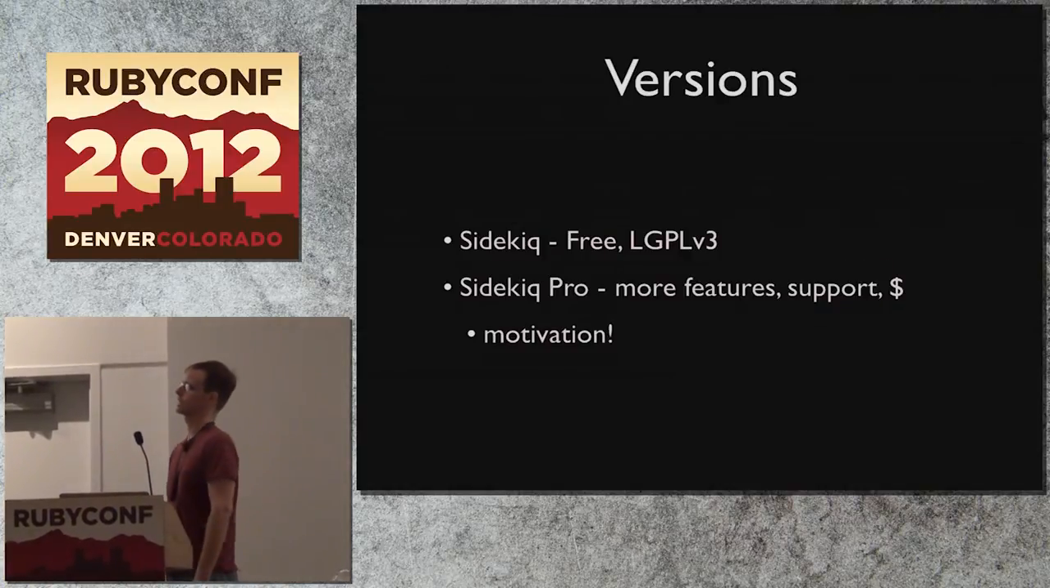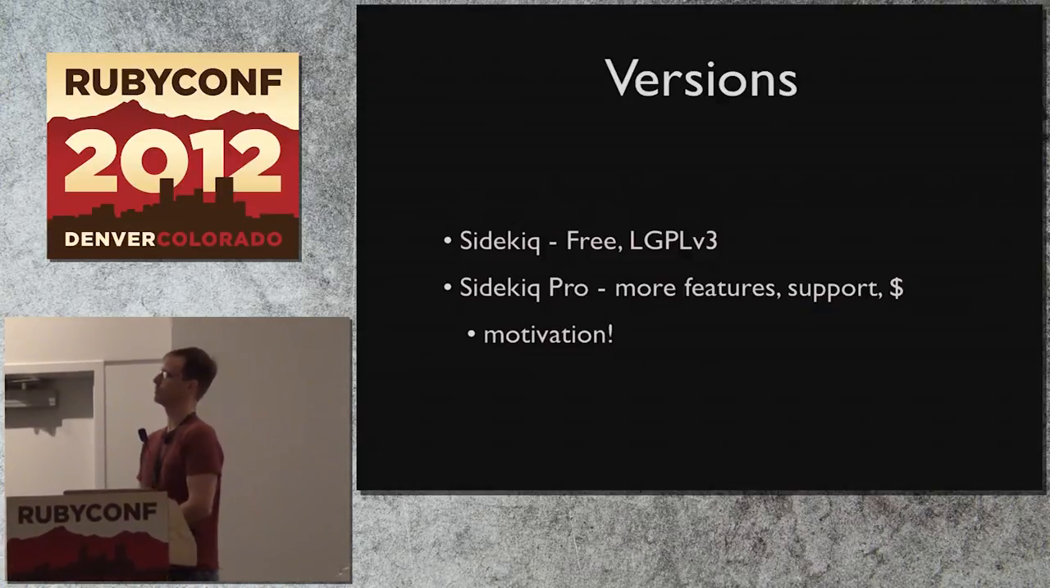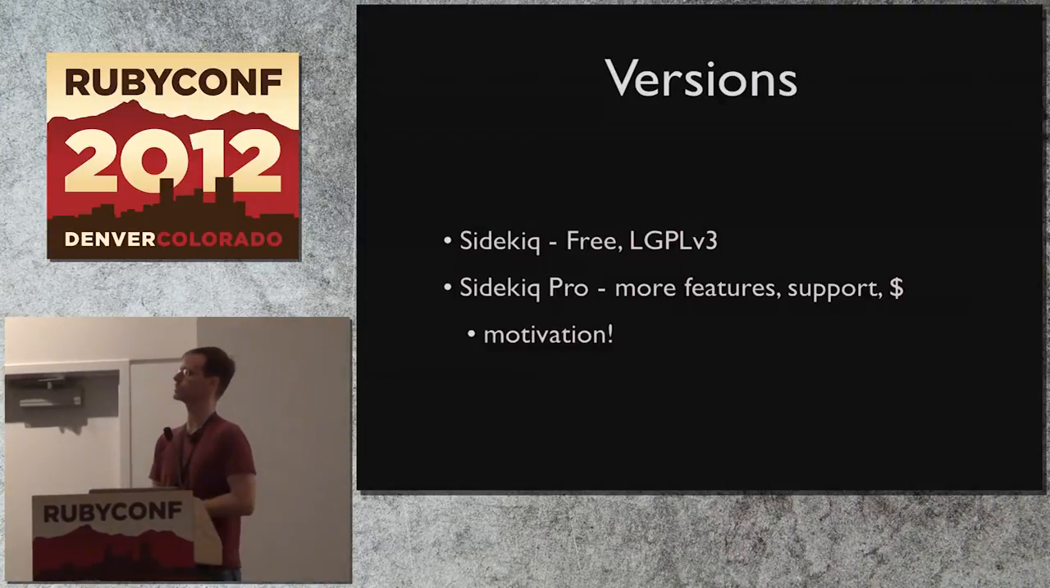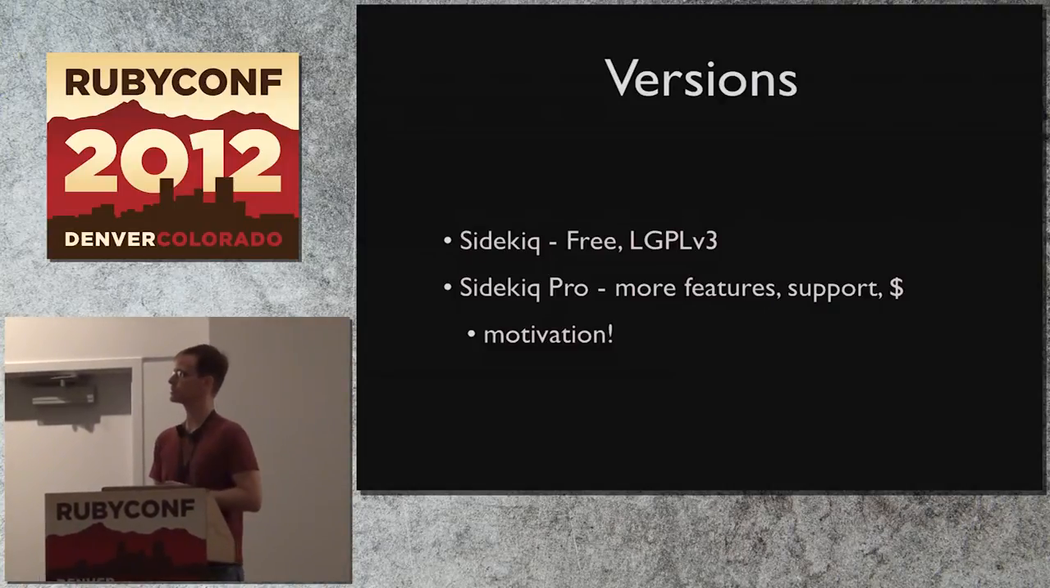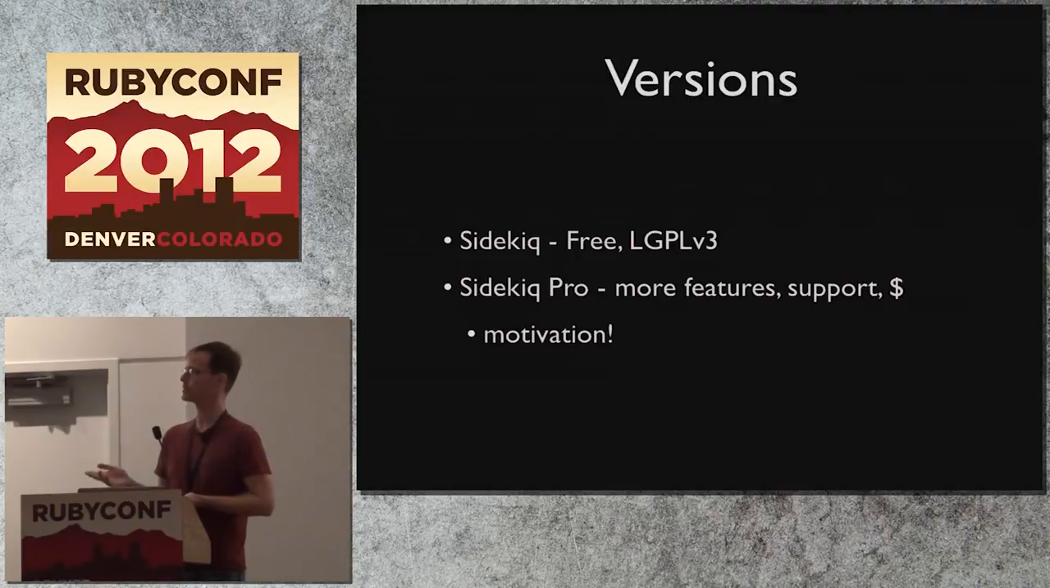So there's two versions of Sidekick. There is the base Sidekick, which is free, open source, LGPL licensed. There's also Sidekick Pro. It has more features and it costs money. I charge for it. And Matt yesterday talked about motivation and he talked about love and altruism. Love and altruism only gets you so far. I think money is a great motivator too. So I like to have customers. As long as the money keeps flowing in, I'm going to be happy to support Sidekick.